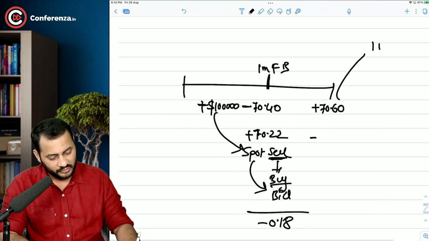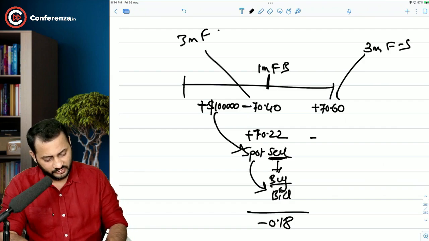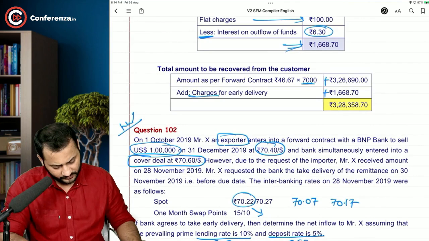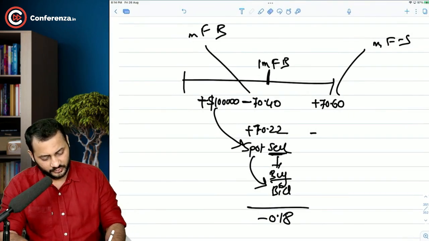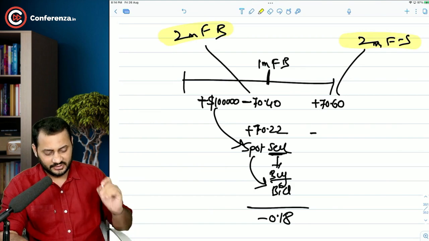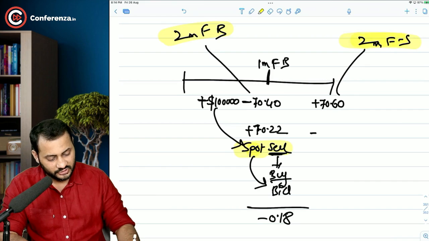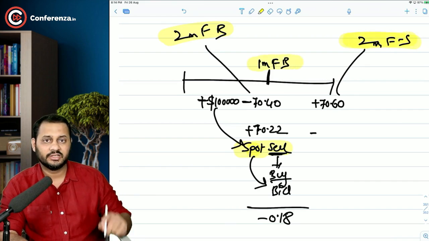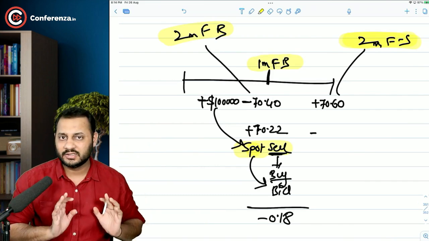Because the original contract was like this: 3 month forward sell, 3 month forward buy. It was 3 month or 2 month, October, November, December, 2 months. Both of them were 2 months. So original contracts were 2 month forward buy, 2 month forward sell. But this buy contract got cancelled with the spot sell, and now this 2 month forward sell will get cancelled with the 1 month forward buy. So opposite contracts will only get cancelled with each other.